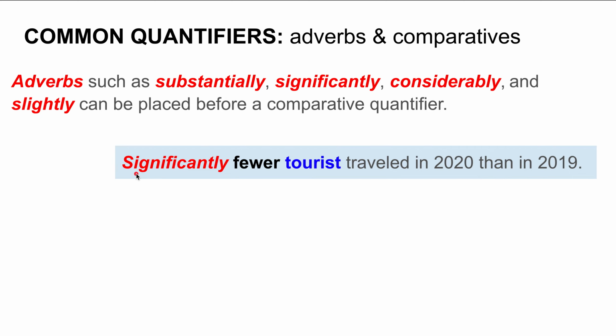Here, the adverb significantly shows us that there's a big difference, and that more people traveled in 2019 than in 2020. Okay, so without significantly, we don't know how big the difference is, but once we add significantly, our statement becomes more accurate. Okay, this is also useful when we are reporting the results of tests or a survey.